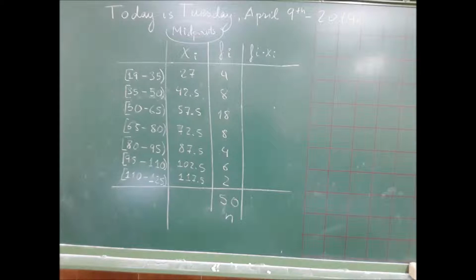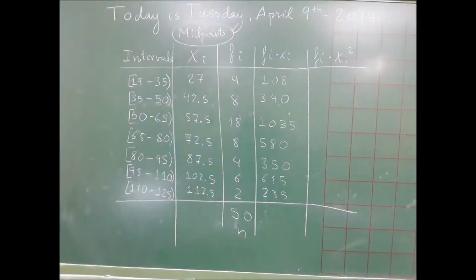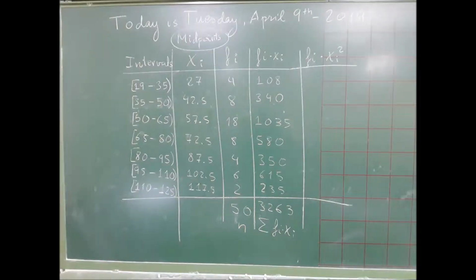And now we are going to multiply the midpoints times the frequency. So the xi times the fi. That way we will create a new column called fi times xi. So we multiply 27 times 4, 108, 42.5 times 8, 340, 57.5 times 18, 1035, and so on and so forth. And then we add them up, add all the numbers we have obtained, and we obtain the sum of fi times xi.